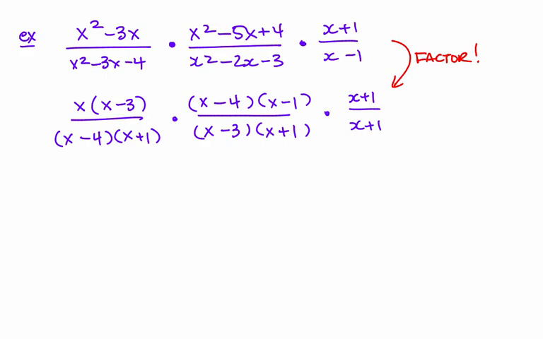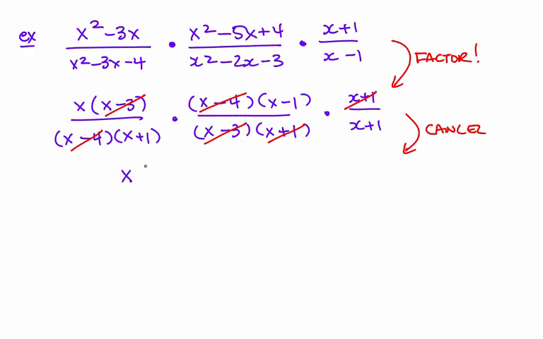Back to this question, I now cancel out any common factors on numerators and denominators. So there's some x plus 1s. It really doesn't matter where I find them. I just need to find them. There's some x minus 3s. There's some x minus 4s. And that looks like it.